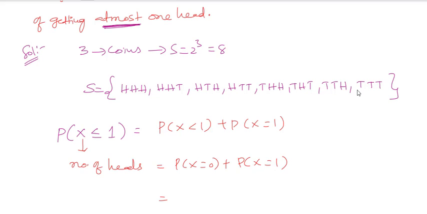So x is equal to 0. What is the meaning of that one? Number of heads is 0. So what are these number of heads? In which case are you having number of heads is 0? This is this one. So that is 1 divided by what? 8.